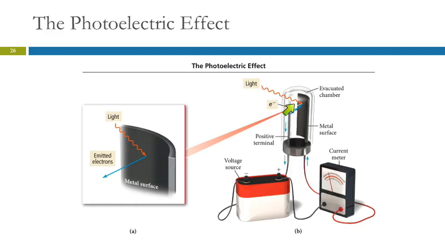So the light hitting the metal in this evacuated chamber, if it emits an electron, if it spits an electron out, the electron will travel over to this positive terminal, connecting the circuit, closing the circuit at least for a brief moment, and we can read current on the meter. If there's no electrons being emitted, then there'll be no current. So we can monitor whether electrons are being ejected or not.